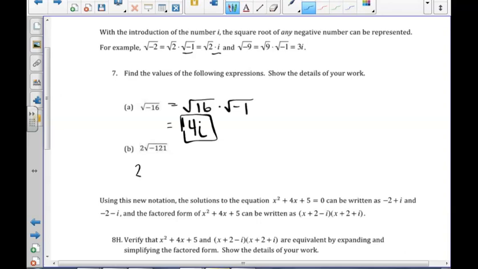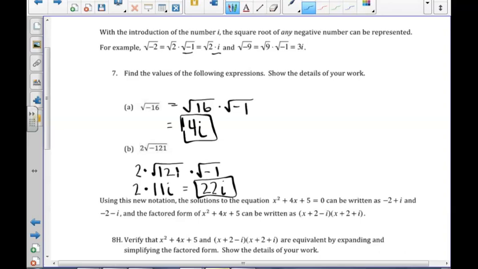On the next one, we have a 2 on the outside, so we're going to bring that down, and we're going to rewrite this radical as the square root of 121 times the square root of -1. Bring the 2 down again, the square root of 121 is 11, and the square root of -1 is i. Therefore, we can rewrite this as 22i. We're going to use this in order to simplify when we are now solving quadratic functions where they do not cross the x-axis.